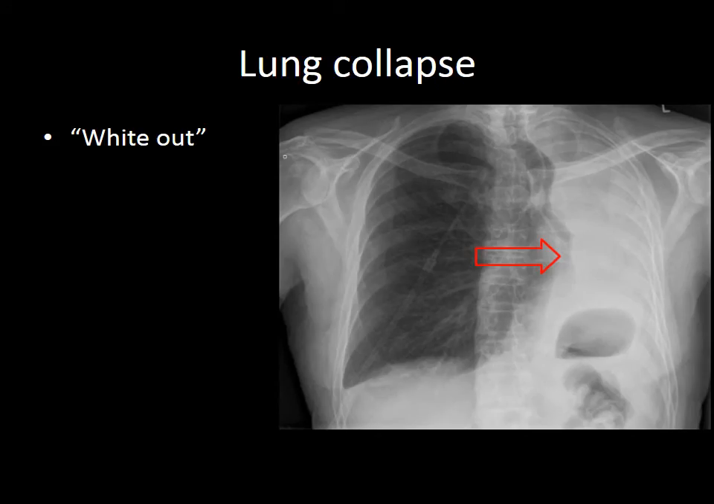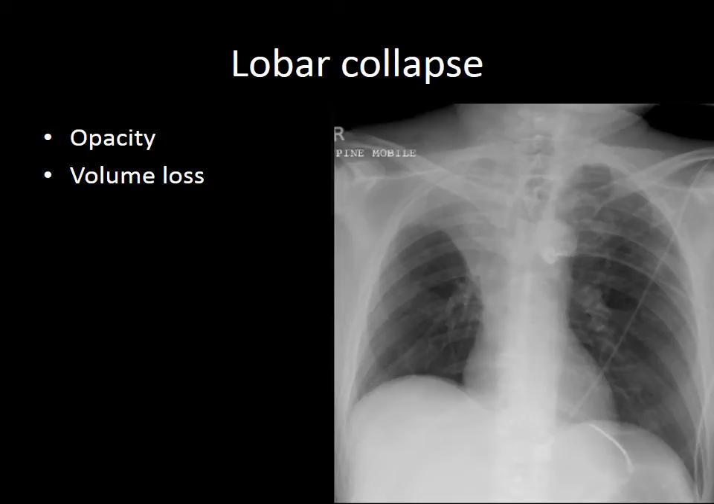Collapse of a lung results in a whiteout, which means diffuse opacity throughout the affected hemithorax, and volume loss, which may result in mediastinal shift to the ipsilateral side. Lobar collapse appears as an opacity with volume loss. I will now explain the chest X-ray signs of volume loss in each of the 5 lobes.